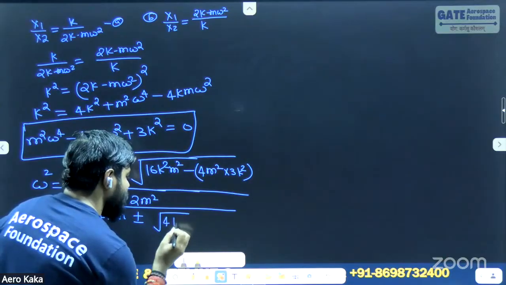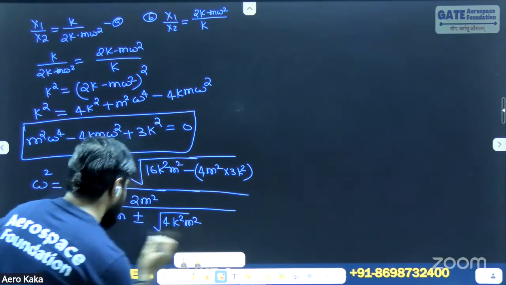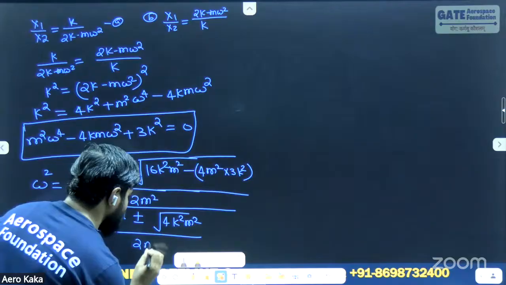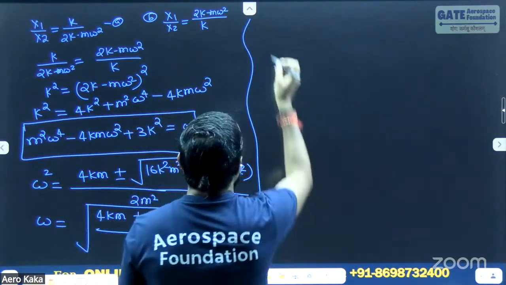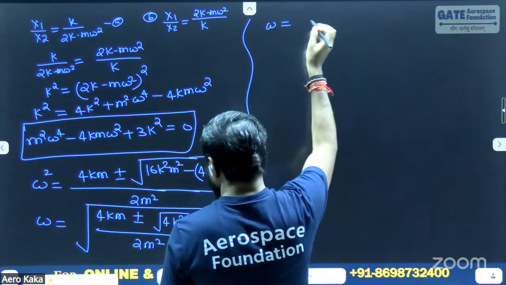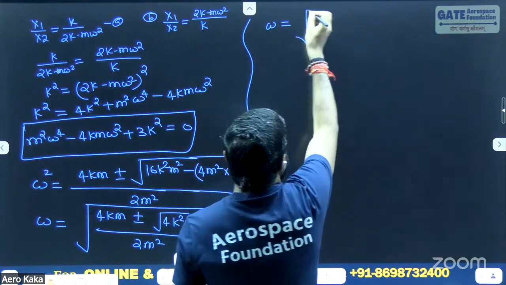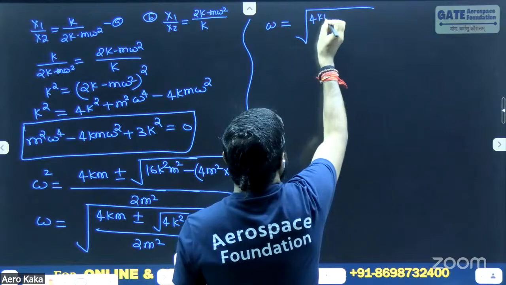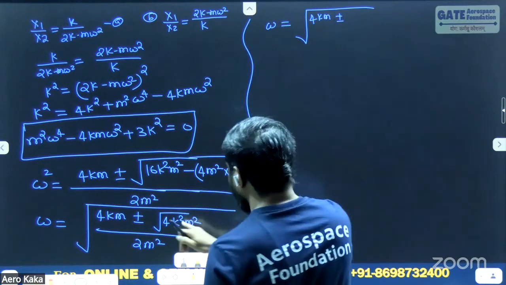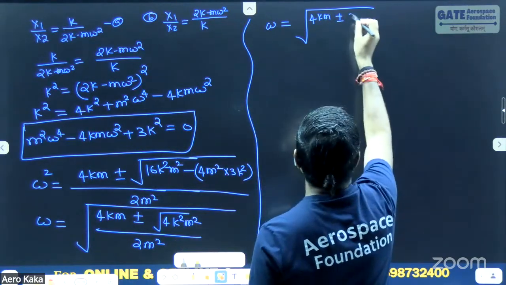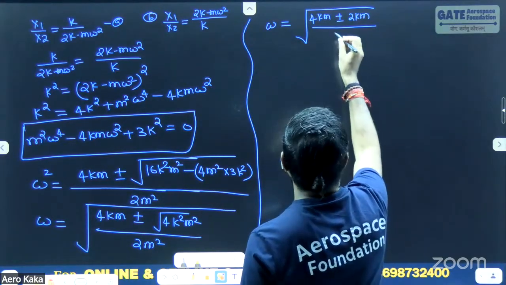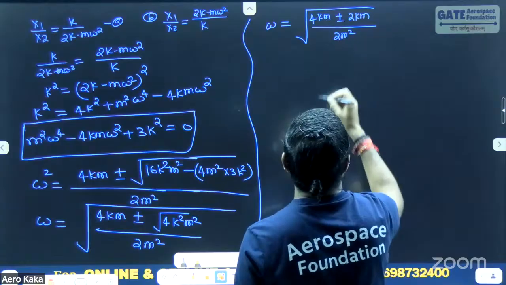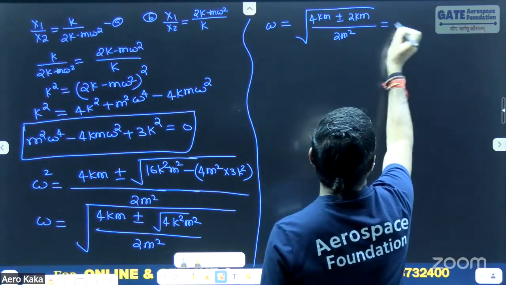क्या बच्चा तू क्या करता है? Are you getting this one or not? Let me write one more step, otherwise you will get confused. क्या हो रहा है? क्या हो रहा है? Done? So from here I can write omega is equal to how much? Root of 4km plus minus how much it is? 2km, right? Divided by 2m square. So if I want to simplify it further, what I can write?